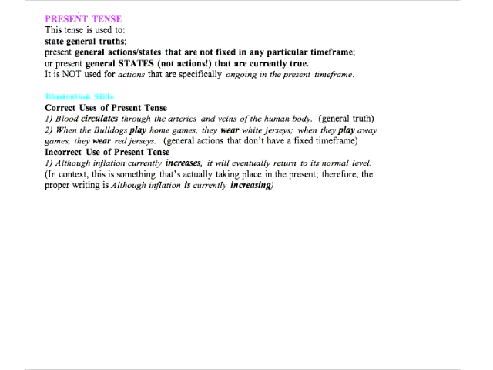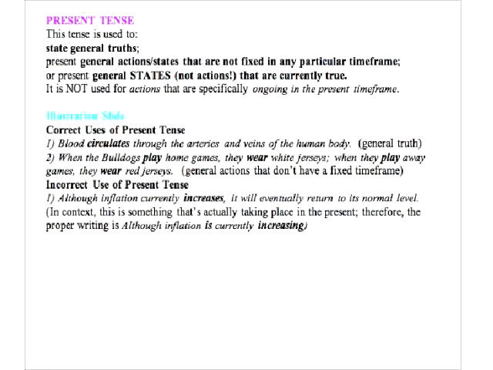Well, let's talk about it. Here's how the present tense works. Despite its name, it doesn't really refer to the present, weirdly enough, at least not necessarily. It's used to state general truths, general actions or states that are not fixed in any time frame. So, generalizations, or general states that are currently true, like the United States is a democracy.